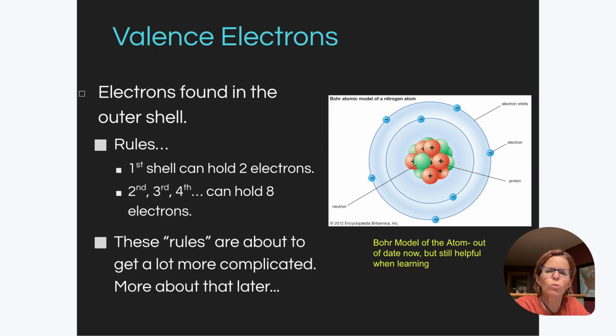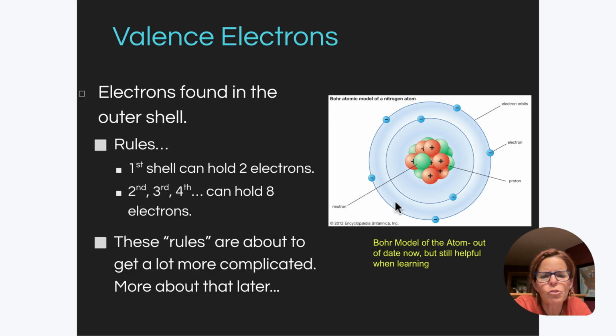So then there are some rules about how many electrons can be in each of these, what we call shells or orbitals around the nucleus. Two rules, write them down. The first shell can hold 2 electrons. And the second, third, and fourth shells can hold 8 electrons. Now that is a very early-on rule, because you're a beginner, and we'll get a lot more detail as we go, and we'll change that rule a little bit.